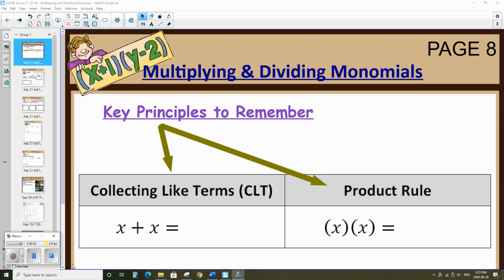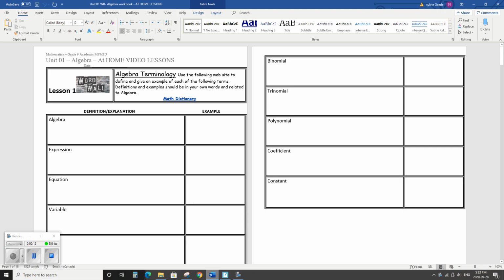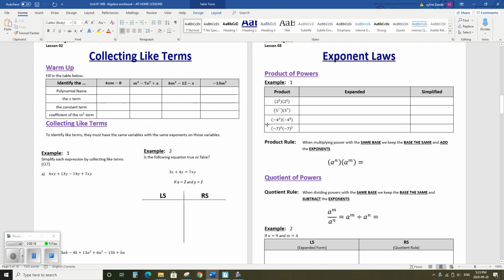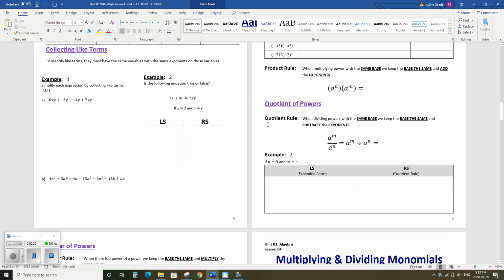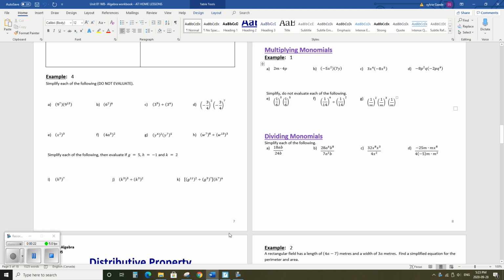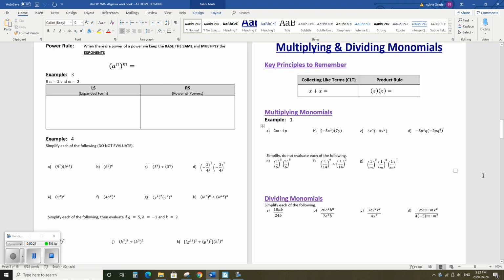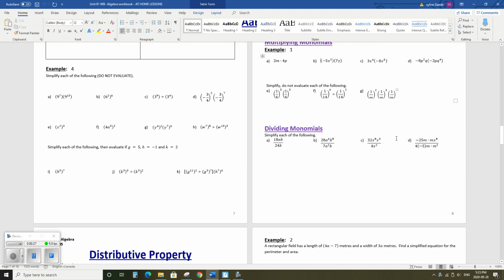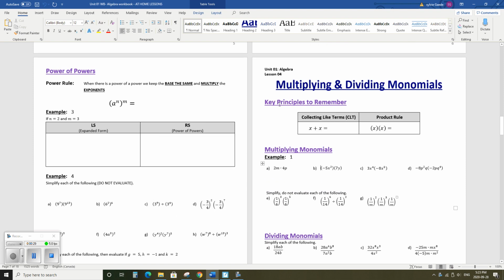Hi everyone. Today I'm going to go through the 5th at-home lesson, and it is called Multiplying and Dividing Monomials. So make sure that you are on the correct lesson. I'm just going to scroll down and show you where you should be. In your last lesson we did exponent laws, and that ended on page 7. Today we are going to go through page 8, starting with key principles, then multiplying monomials, and then dividing monomials.